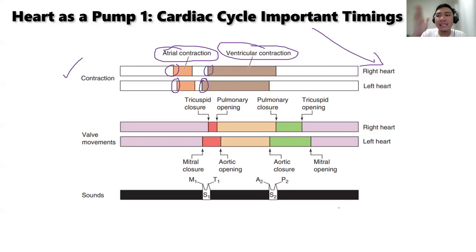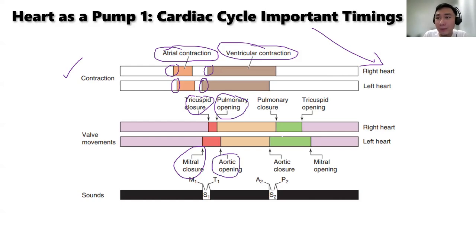So again, the right atrium contracts first before the left atrium, but the left ventricle contracts first before the right ventricle. Okay? Now, when it comes to the closure and opening of the valves, maunang mag-close yung mitral kesa tricuspid. Bakit maunang mag-close yung mitral? Kasi maunang mag-contract yung left ventricle. Diba? Next, bakit maunang mag-open yung pulmonary valve kesa aortic valve?